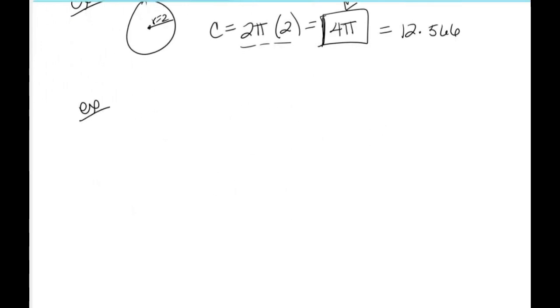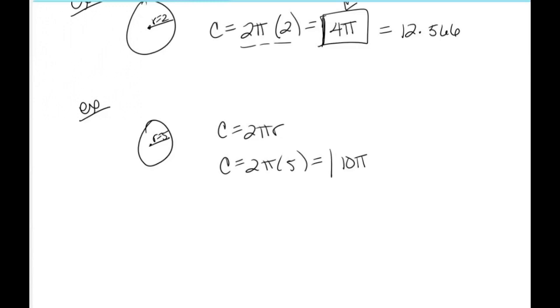Okay, what if I have a circle and the radius is 5? Then the circumference equals 2 pi r. I have my radius, so we can plug in 2 pi times 5. Multiply your numbers, and we're going to get 10 pi. That's your circumference.